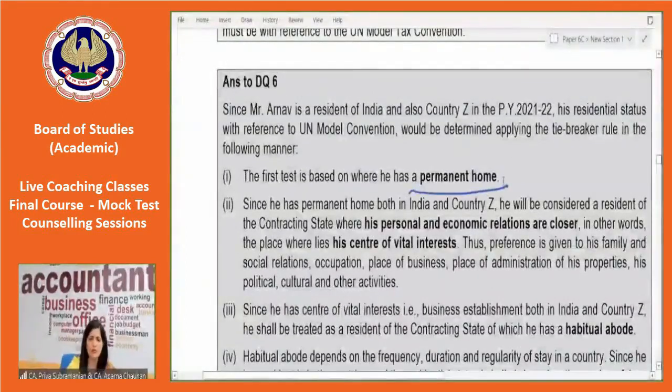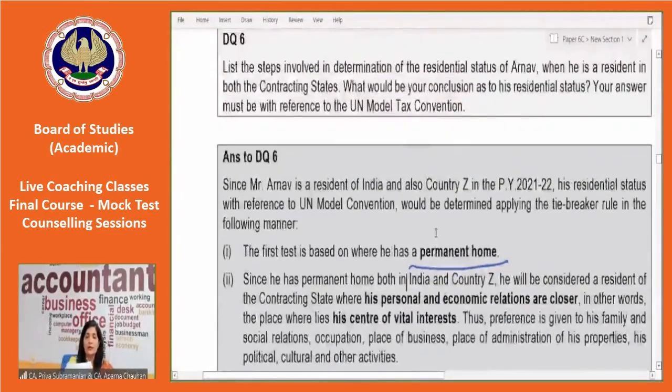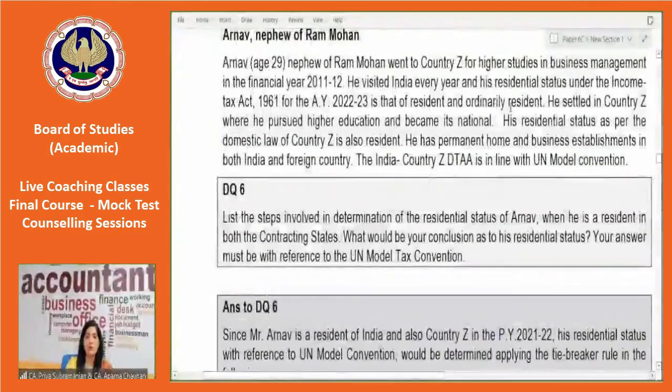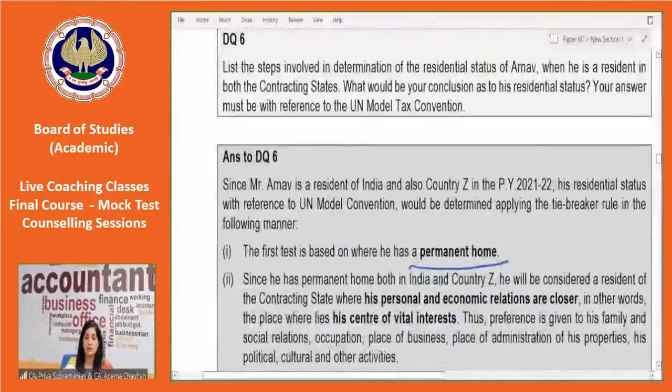You have to list out these things and accordingly conclude about Mr. Arnav. Since it is given in the facts that he has a permanent home both in India and in country Z, then you have to move to the second test. What is that test? Where his personal and economic relations are closer.